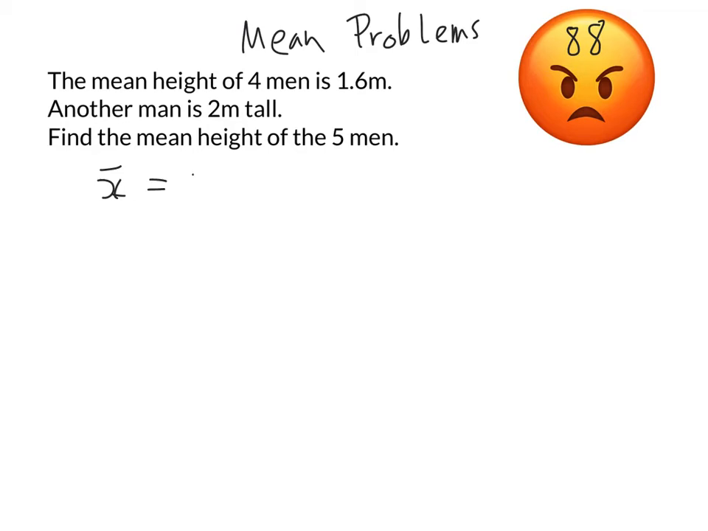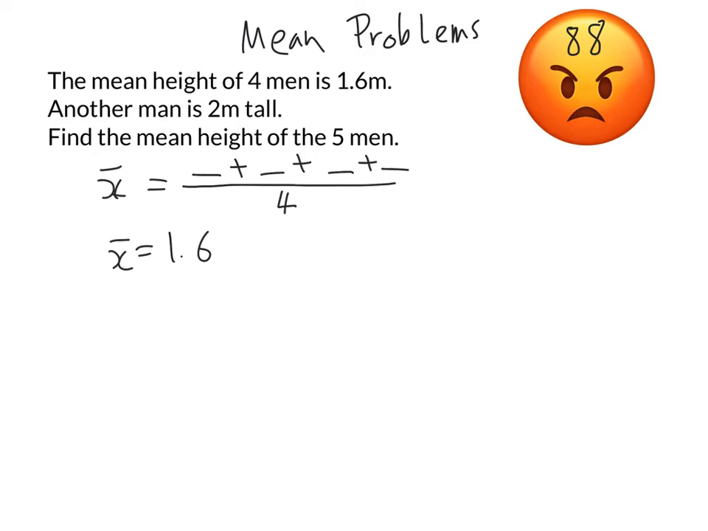And to get the mean, remember we add up all their heights. I'm just leaving blanks there because we don't know what their heights are. But we divide their heights by the number of people. There are 4. And that will give us the answer 1.6. So x bar will equal 1.6, or in other words, this here will equal 1.6.